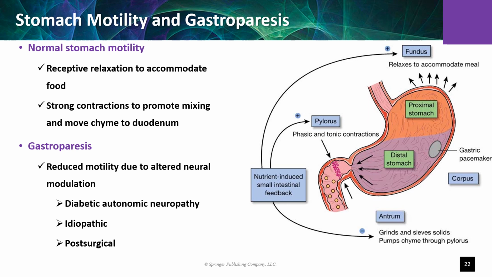Gastroparesis is a state of decreased stomach motility that results in slower gastric emptying, nausea, vomiting, abdominal pain, and premature satiety. The most common causes are diabetic, idiopathic, and post-surgical.